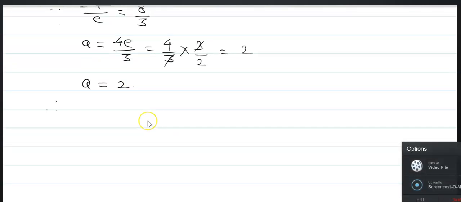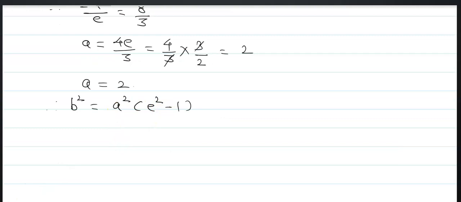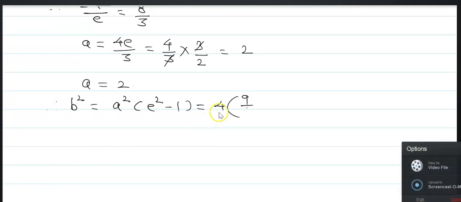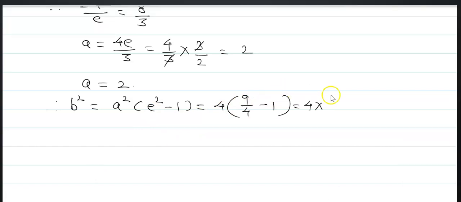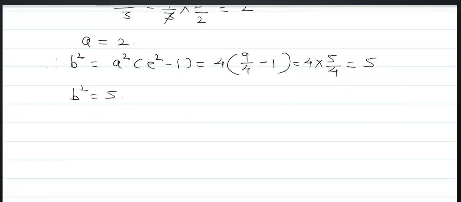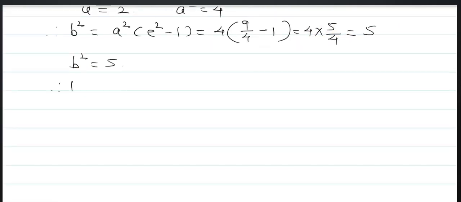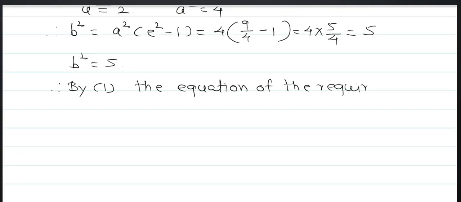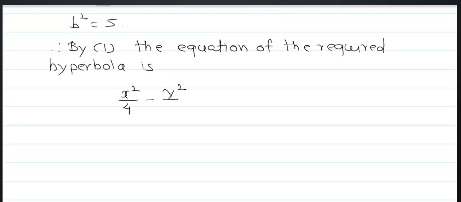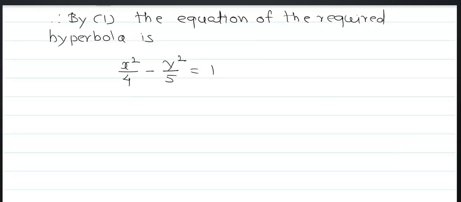Next is B square is equal to A square in bracket E square minus 1. That is 4 into the value of E square, which is 9 upon 4 minus 1. After simplification, that is 4 into 5 by 4, that is equal to 5. B square is equal to 5, A square is equal to 4. Therefore, by 1, the equation of the required hyperbola is x square upon 4 minus y square upon 5 is equal to 1.